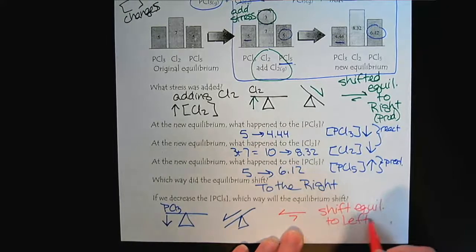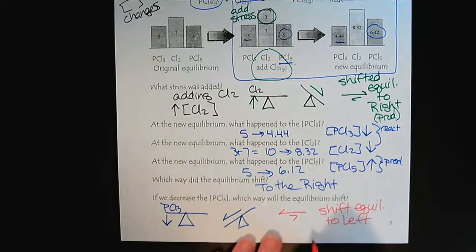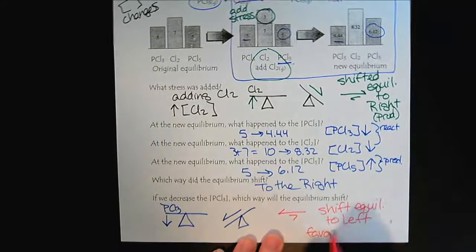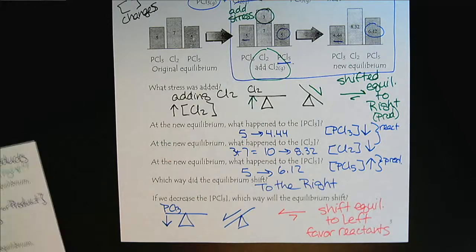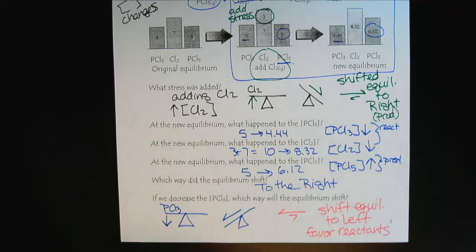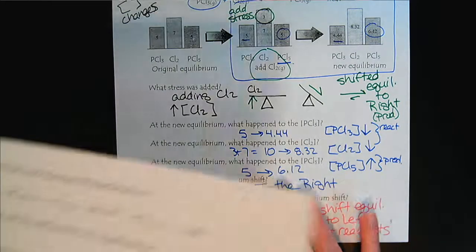When the equilibrium is shifted to the left, it's going to favor reactants. Okay, so that covers concentration changes and how those affect equilibrium. Now we'll look at how temperature affects equilibrium.